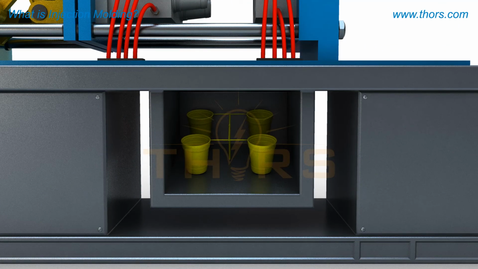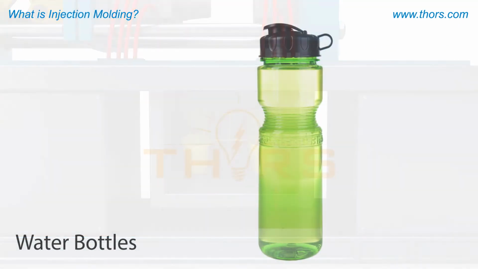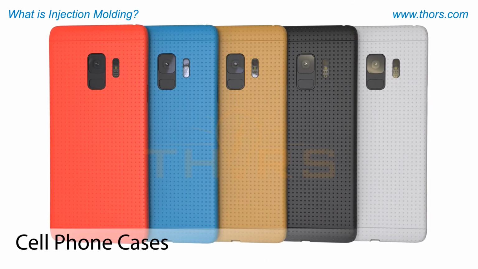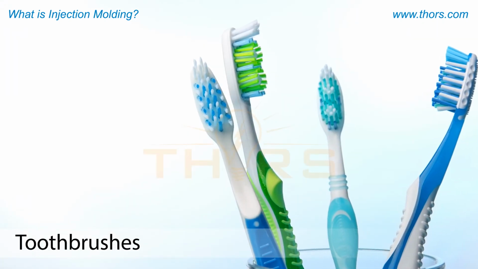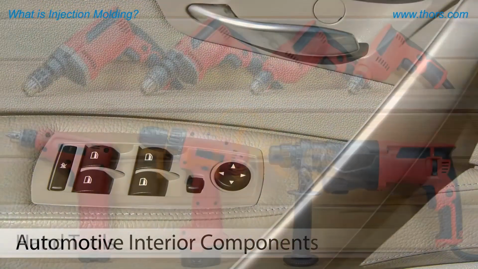Today, common examples of injection molding include water bottles, cell phone cases, computers, toothbrushes, automotive interior components, and hand tools.